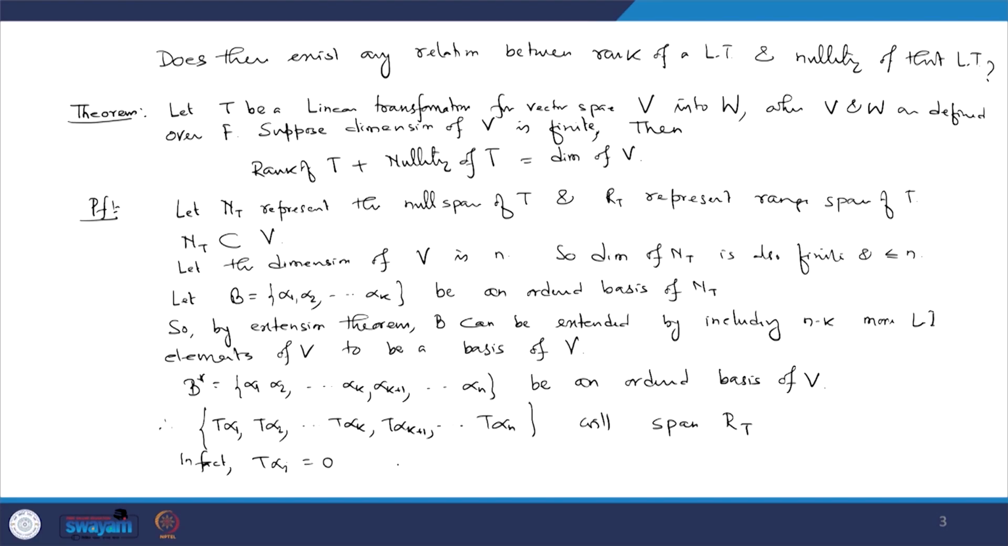In fact, T alpha i equal to 0 for i equal to 1 to k, since alpha 1 to alpha k are in the null space. So, according to the definition, T alpha i equal to 0 for i equal to 1 to k. So, T alpha k plus 1, T alpha k plus 2 and T alpha n will span the range space R T. So, these n minus k elements are basically what span the range space R T.